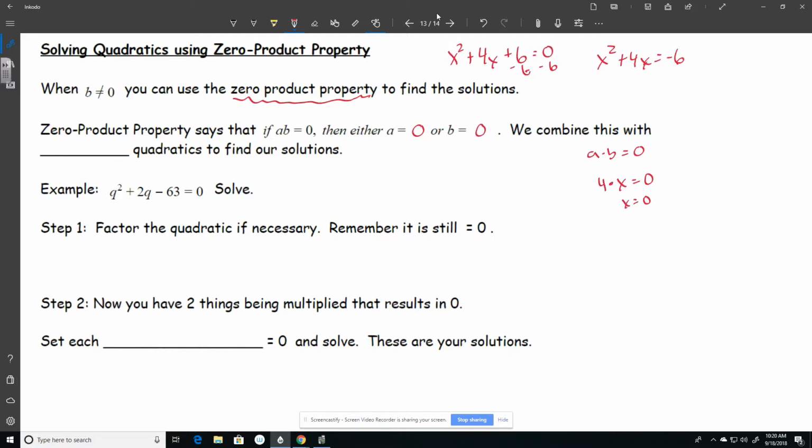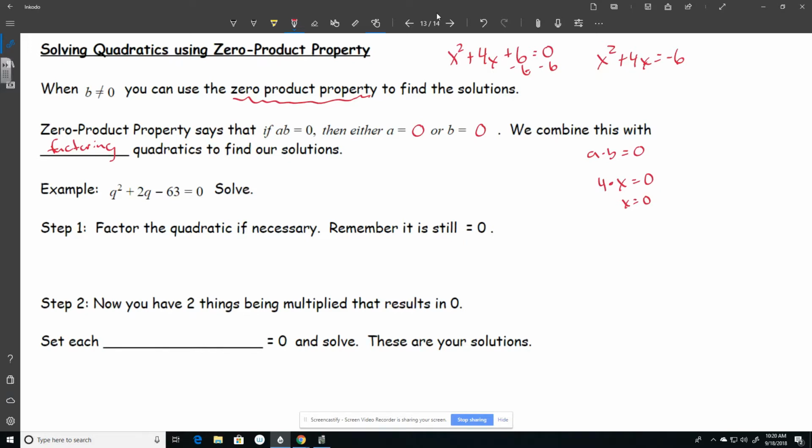And we combine that idea, two numbers multiplied to 0, one of them has to be 0, with factoring our quadratics in order to come up with a solution. So, for example, I have a quadratic in standard form. If it's not in standard form, put it in standard form. q squared plus 2q minus 63 equals 0. I want to solve this.